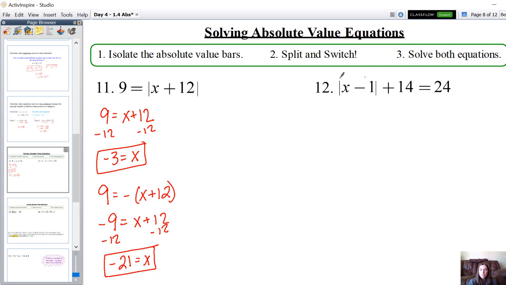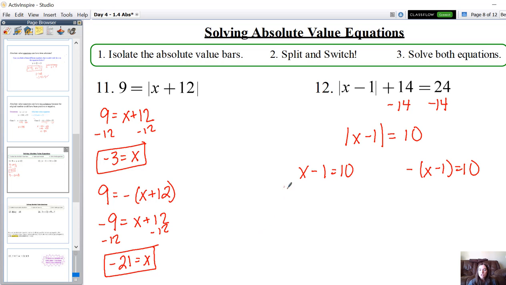All right, next example. The absolute value of x minus 1 plus 14 equals 24. So this is where I was talking about how we need to isolate the absolute value first. So I'm going to start by subtracting this 14. That way the only thing I have is the absolute value. So we have the absolute value of x minus 1 equals, and then 24 minus 14 is 10. Now we can split it up into our two cases. Case 1 is where x minus 1 is equal to 10. Case 2 is where negative x minus 1 is equal to 10. And we're going to solve both of those equations.